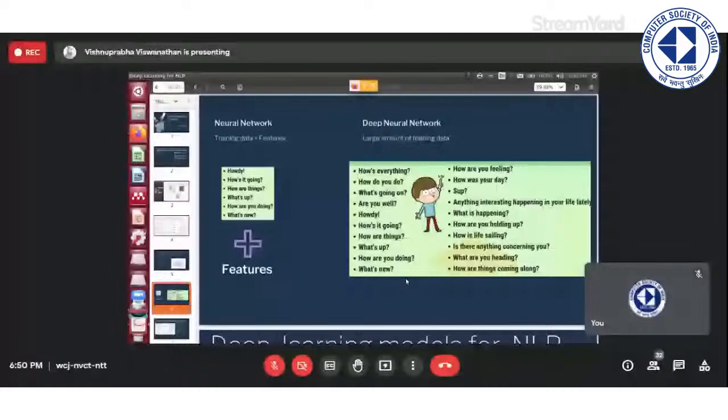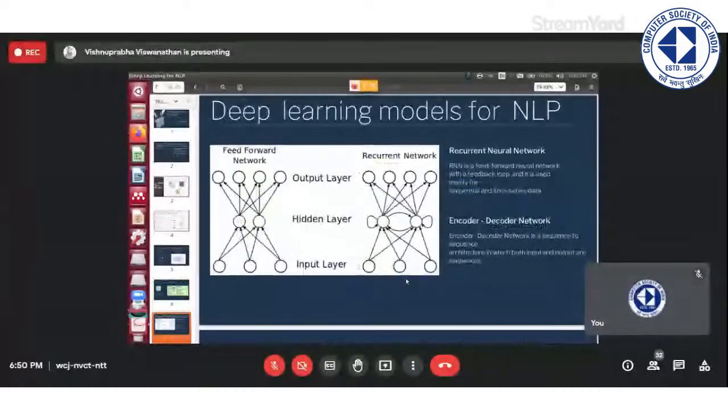For NLP, the commonly used models are recurrent neural networks and encoder-decoder networks. A recurrent neural network is a feed forward network with a feedback loop. Here you can see that the feed forward network consists of a hidden layer with 2 neurons, but there is no connection between those neurons in the hidden layer. Whereas in a recurrent network, there is a connection between the neurons in the hidden layer. That is why this recurrent network is able to handle sequential data.